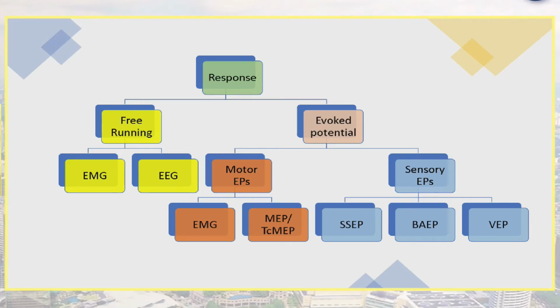When we do IOM, we need a response. The response can be free running, without any stimulation, which is spontaneous EMG and EEG, while evoked is where you give some stimulus to record the response, what we call evoked potential. It can be divided into motor, which is the descending pathway, and sensory, which is the ascending pathway. Ascending pathway is sensory, descending pathway is motor. So for motor there is EMG, stimulated EMG and motor evoked potential, while for sensory you can have peripheral nerve monitoring, auditory monitoring, and visual evoked potential.